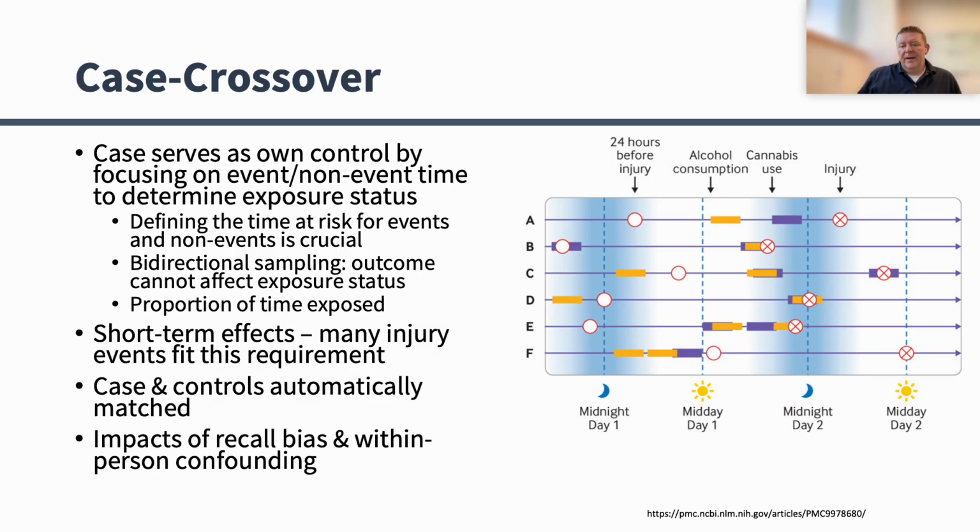So we want to define very well what the event is. In this example here, this is looking at the injury related to alcohol consumption and later cannabis use, and then the relationship between them. And so the person serves as their own case and control for this. We might start 24 hours before the injury, and then we might have a time period of alcohol consumption, cannabis use, and then when the injury happens. And so this is how they define that case crossover for the study of these different time periods at risk, not at risk.